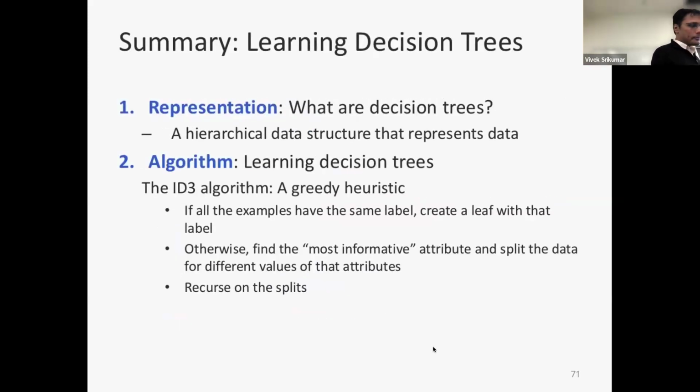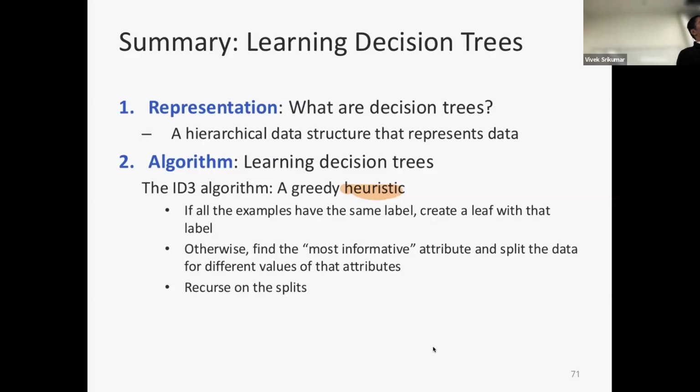Quickly summarizing this part, we've seen what decision trees are. We talked about the representation, and we just looked at the algorithm for learning decision trees. We looked at one algorithm; there are variants of this. The ID3 algorithm is a greedy heuristic. I keep calling it a heuristic because there's no guarantee that this will find the smallest tree. It's a very, very simple algorithm. If all the examples have the same label, then you create a leaf node. Otherwise, you find the best feature according to the information gain heuristic, you partition the data into subsets according to that feature, and then for every partition, you recurse.